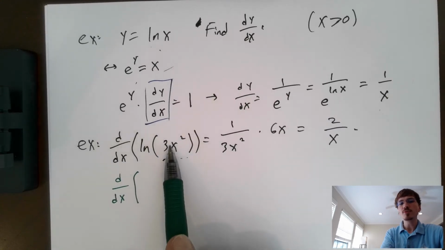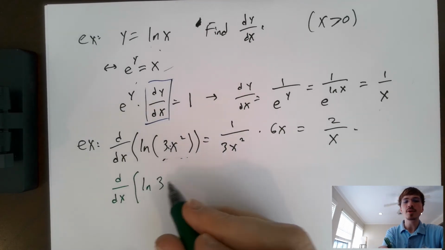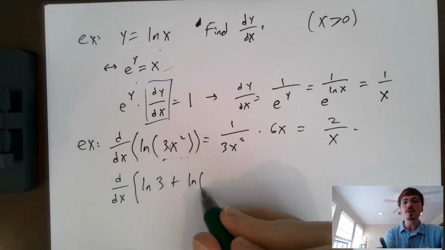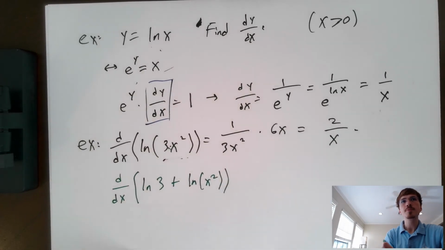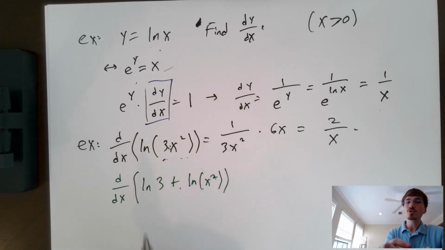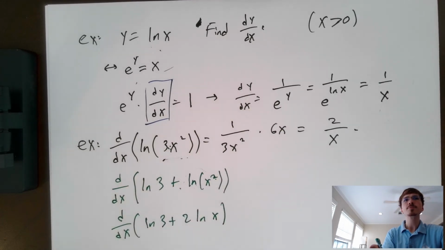So first I see the product inside of the natural log, right? I see that this is going to be the natural log of 3 plus the natural log of x squared. But I can use the log property again to bring this power down, right? This is natural log of a to the b, so the 2 comes in front. And really I want to compute the derivative with respect to x of the natural log of 3 plus 2 times the natural log of x.